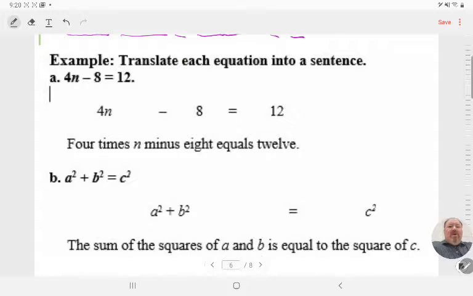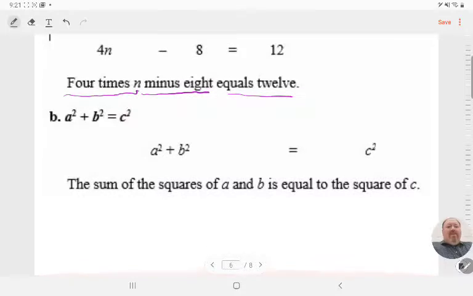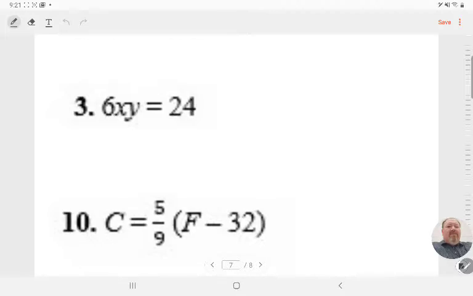Translate the equation into a sentence. 4n minus 8 equals 12. So 4n would be 4 times a number, or 4 times n, minus 8 would just simply be minus 8, and then equals 12. Okay? And then a squared plus b squared equals c squared. I could say the sum of the squares of a and b, because that means it's an addition problem. Both of them are going to be squared because it's the sum of the squares of a and b equals, or is, so is equal to the square of c. Okay? So it's just breaking it down.